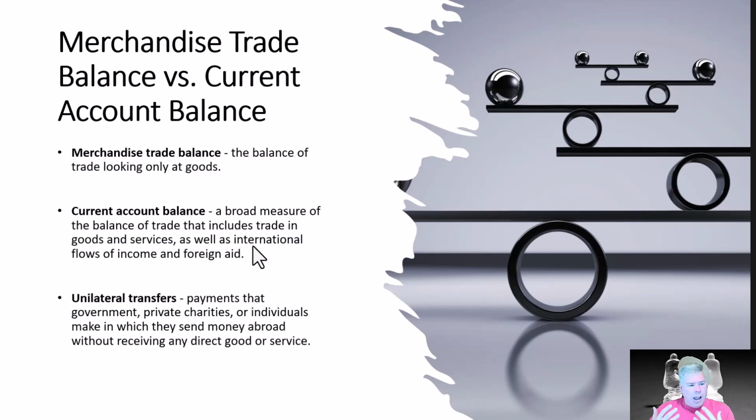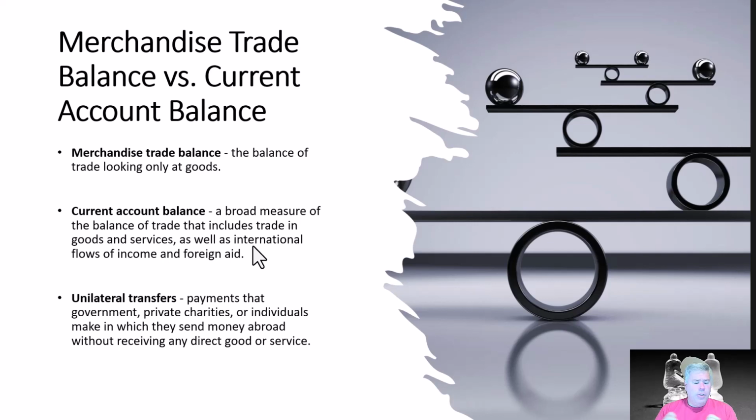There's a current account balance, which is a broad measure of the balance of trade that includes trades in goods and services, as well as international flows of income and foreign aid. So if we're sending foreign aid out to Morocco, for instance, that's going to show as an export. If we're showing income in from investments in euro bonds, that's going to show as flows of income in, or imports. So that's your current account balance.